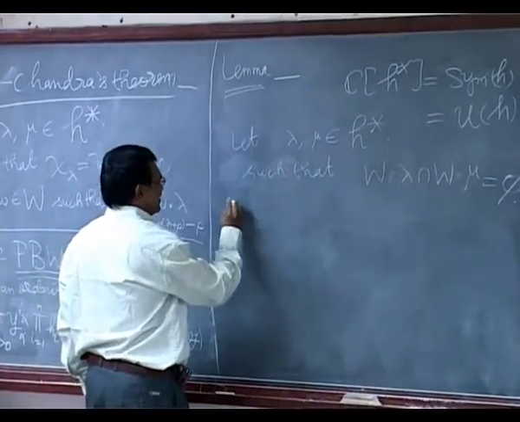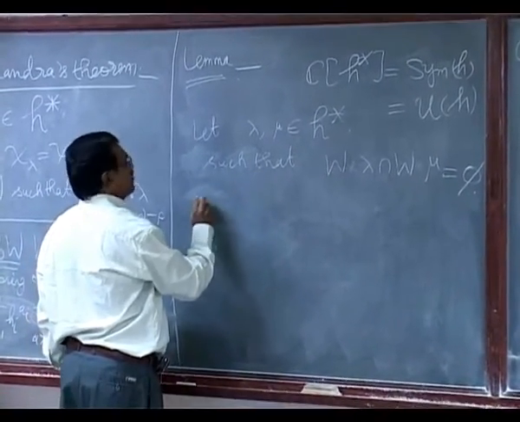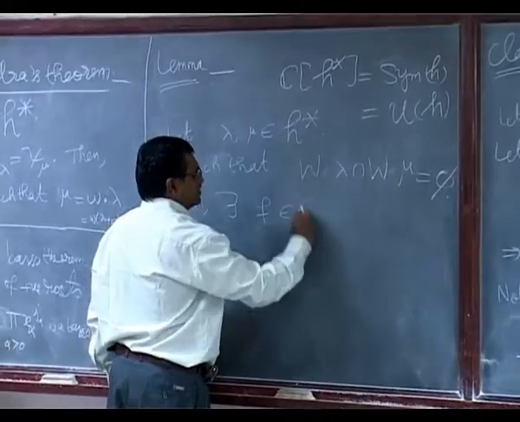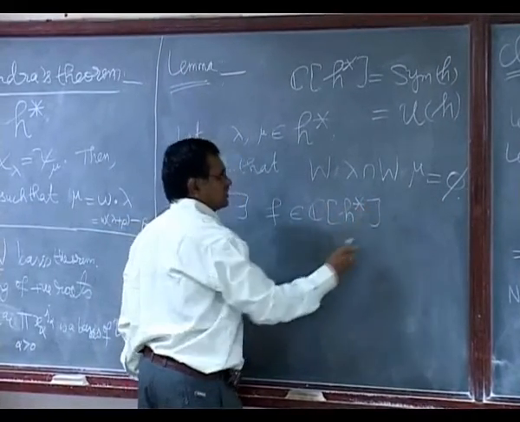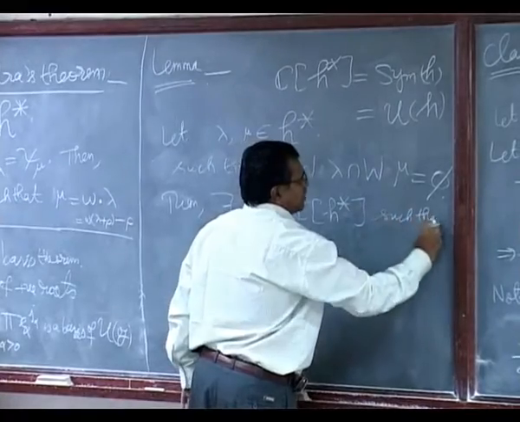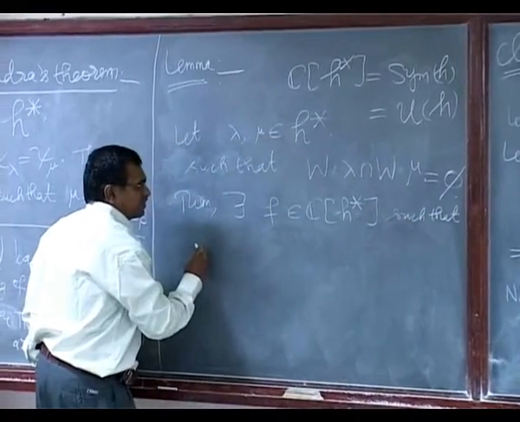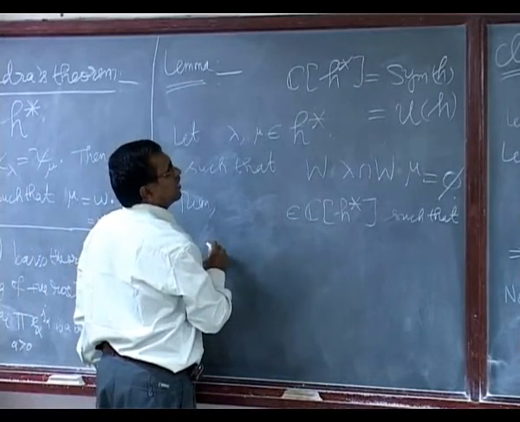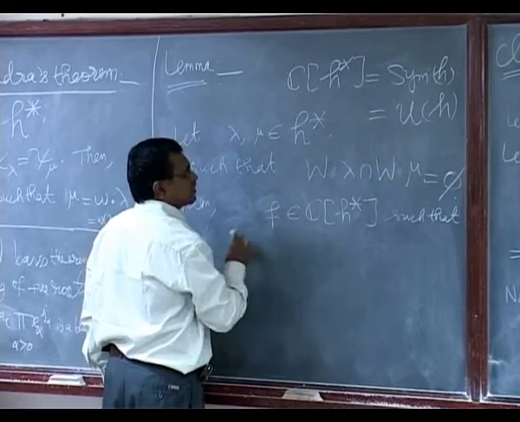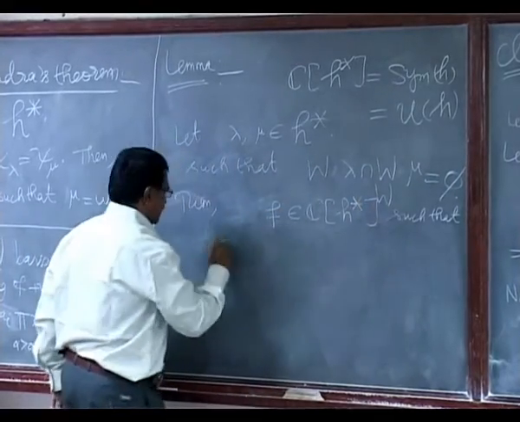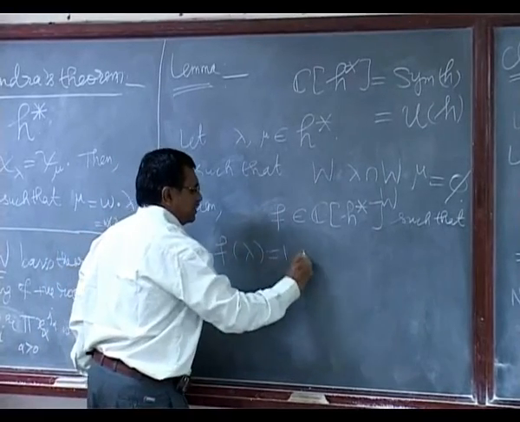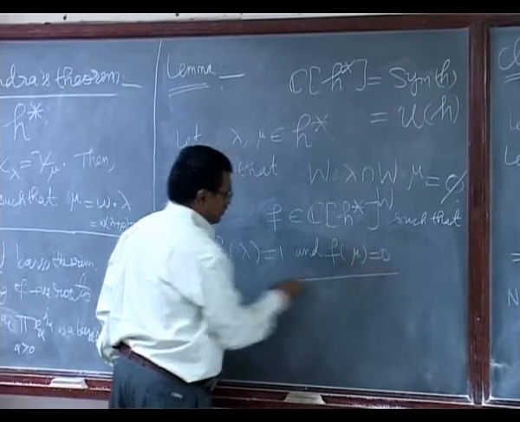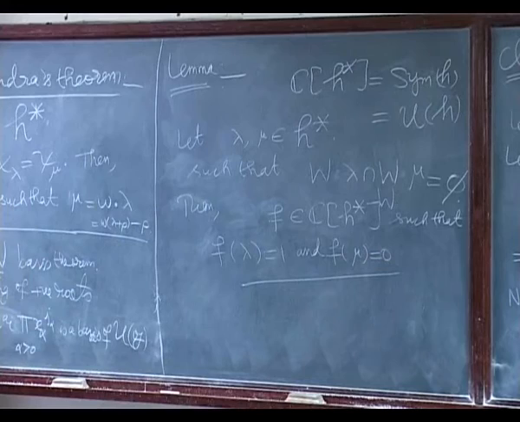Now, if that happens, then there is an F in C[H*], which is also W-invariant, such that F of lambda equals 1 and F of mu equals 0. It is a separation of points.